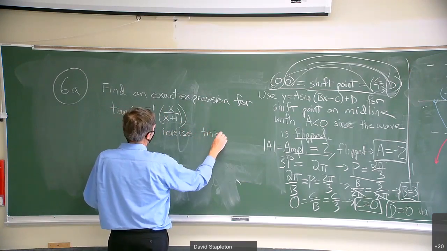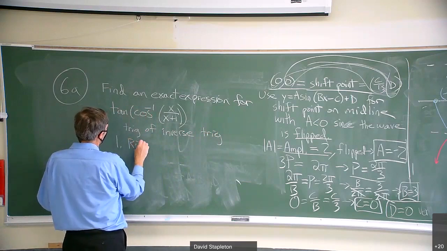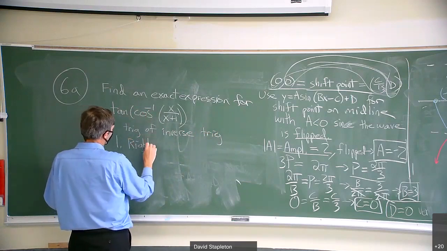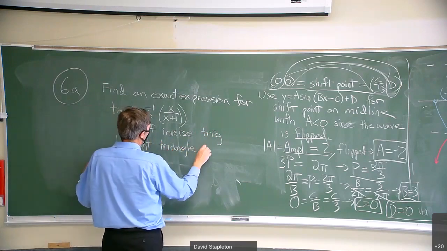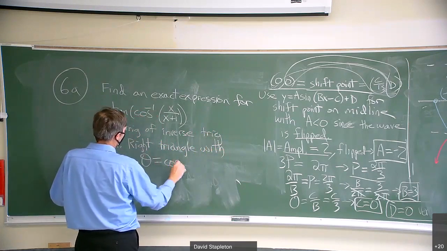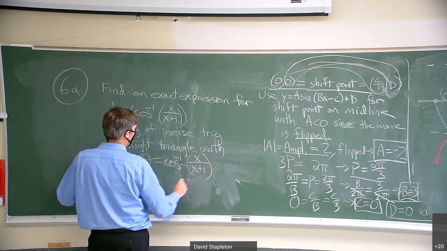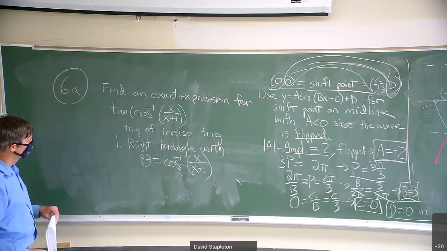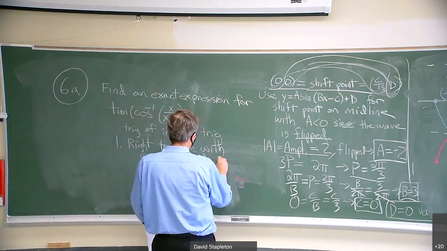When you see that, do these 3 steps. One, make a right triangle with the inverse trig function that you see there. Whatever it is, in this case, it's the arc cosine of x over x plus 1. That's how it's always going to be. Always make it the inverse trig function that's there.